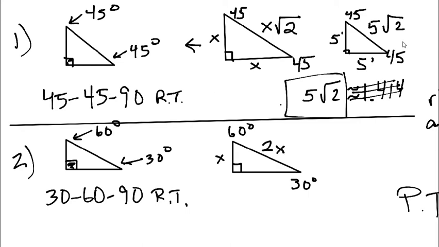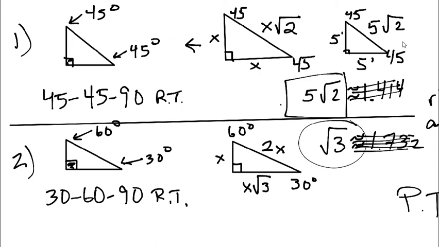And the long leg is that number times the square root of 3. What's the square root of 3? Well, don't worry about it too much. It's about 1.732. Okay, but we're not going to be using the decimal approximation. We're going to be using the square root of 3 like that.